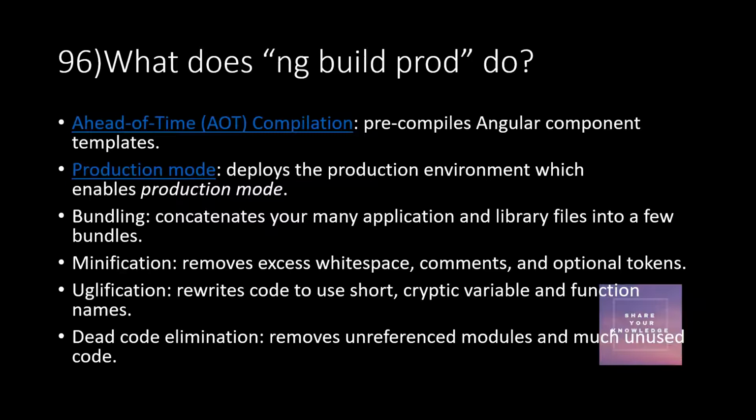It minifies the code. Uglification rewrites the code to use short and cryptic variable names, and it also reduces the dead code. Whatever code is not used also gets removed. It removes the unreferenced modules and many unused code. So these are the things ng build prod does. This may be a very important question.